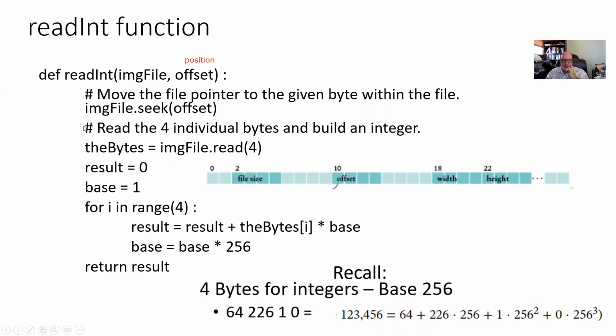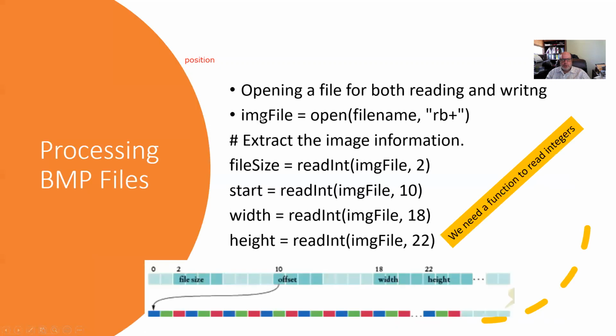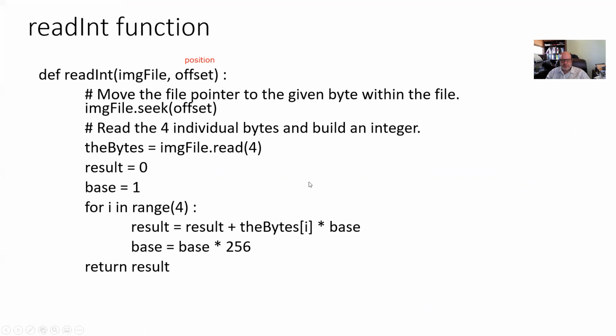So we have this function that's going to do our read int. That way, I don't have to worry about how the order is anymore. I'm just going to go to that position and do read int, read int, read int. And now I have my file size, my starting point of my image, my width, and my height.